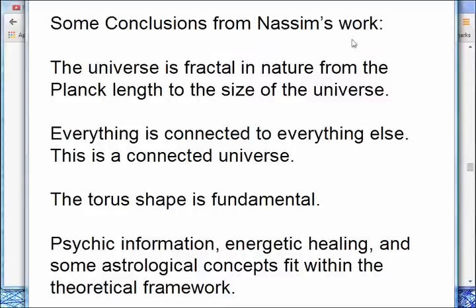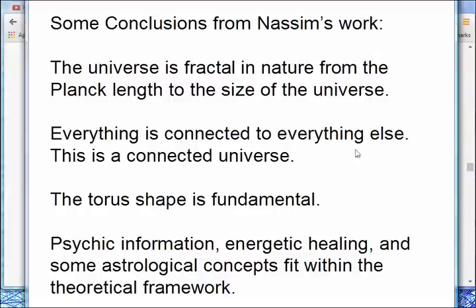Nassiim's model of the universe is that the universe is fractal in nature, going all the way from the smallest measurement, which is the Planck length, all the way up to the size of the universe. We're seeing in Nassiim's model things fitting within each other, replicating. As within, so without, or as was said in astrology and still said, as above, so below. So Nassiim's model allows for concepts in astrology. The as above, so below is built into the very essence of Nassiim's model.